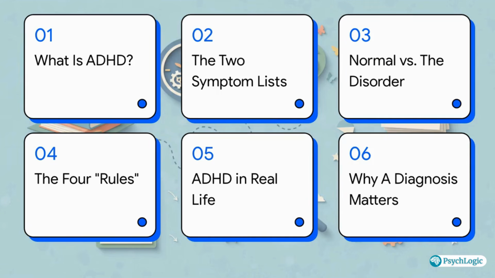And that internal fight, that struggle to stay on track, that's really at the heart of the experience for so many. So here's our game plan. First, we'll define what ADHD actually is. Then, we'll break down the 2 main symptom lists that clinicians use. After that, we'll draw that really important line between what's normal behavior and what's considered a disorder. Then we'll cover the 4 big rules for a diagnosis, see what it looks like in real life, and we'll wrap up with why getting an accurate diagnosis is so incredibly important.